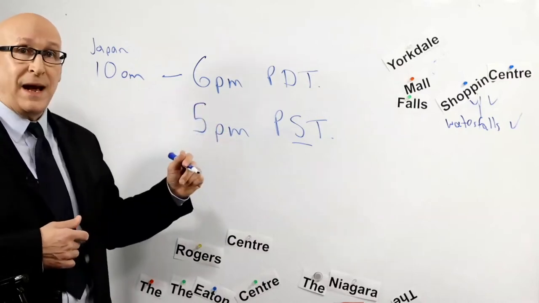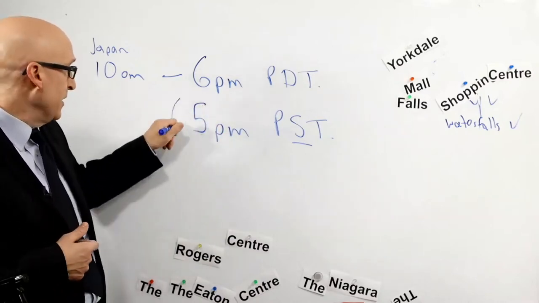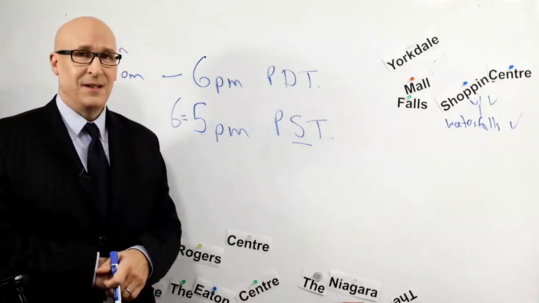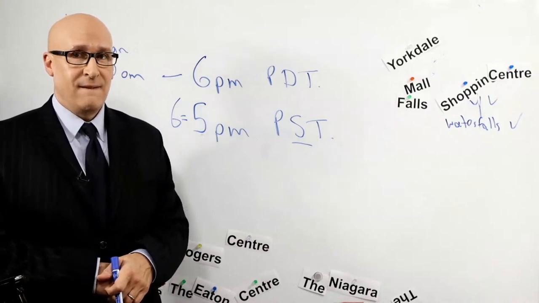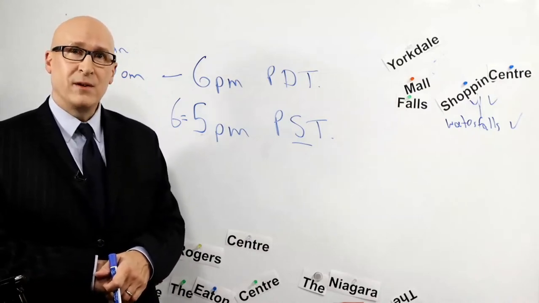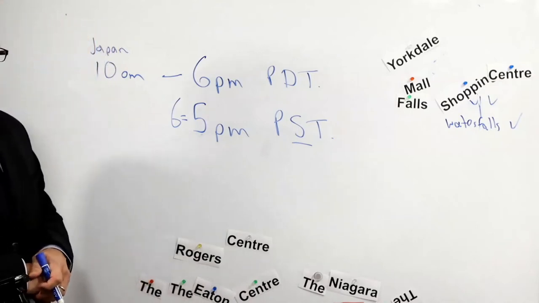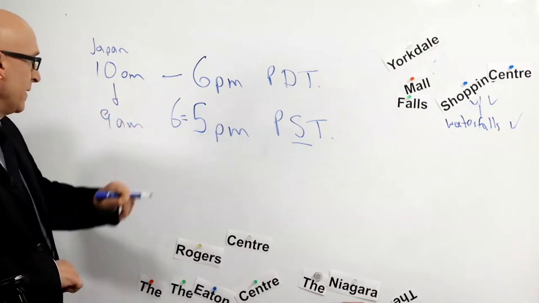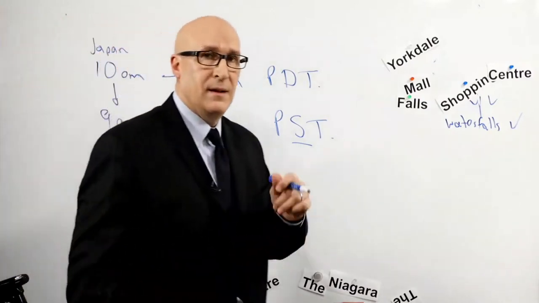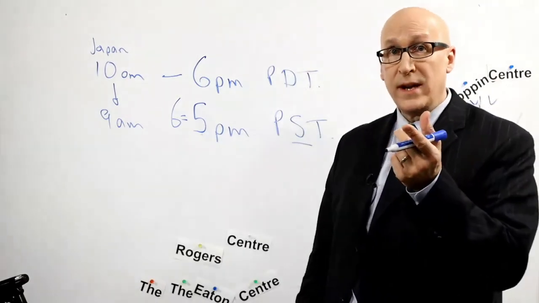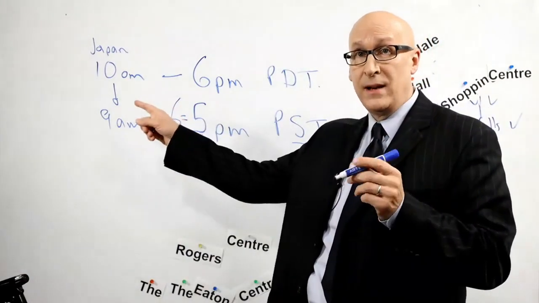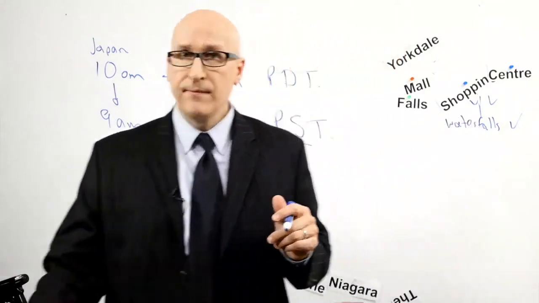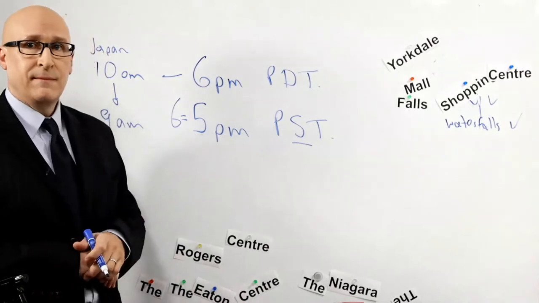So I'm going to pull the clock back next week, and my 6 is going to equal 5. So what does that mean for you guys? I guess it means 9 a.m., right? So next week, if you're in Japan or that time zone, it's going to be 9 a.m. for you guys, not 10 a.m. Does that make sense?